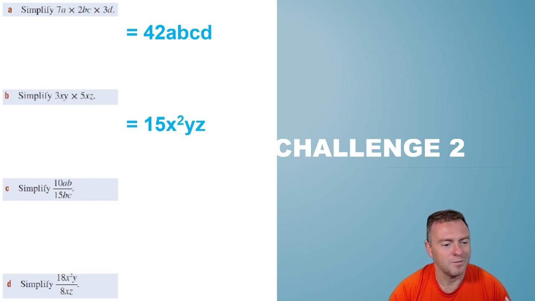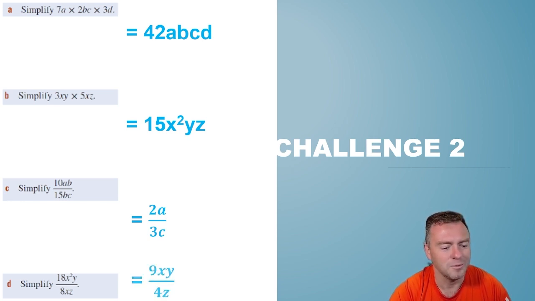The next one, 10 and 15, can be both divided by 5. So you get 2 and 3 on the top and the bottom. And then there's a b on the top and the bottom, which cancels out. So you're left with 2a over 3c. And the next one here, you can divide them both by 2. So you get 9 on the top and 8 on the bottom. And then you cancel out one of the x's and then leave the y and leave the z.